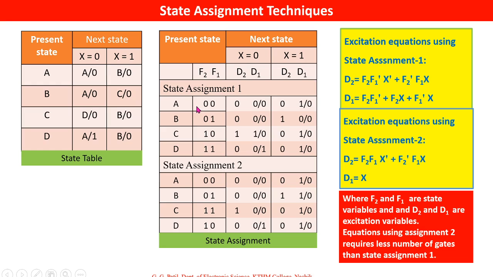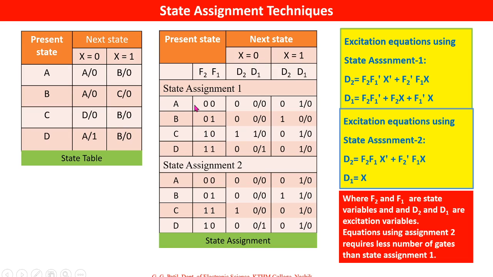The state assigned are shown by these two variables F2 and F1. Since there are four states, we have assigned a 2-bit binary code for each state. So the states assigned in the first state assignment are: A has assigned a code 0 0, that is F2 F1 is 0 0. B has assigned a code 0 1. C has assigned a code 1 0, and D has assigned a code 1 1 in state assignment 1.